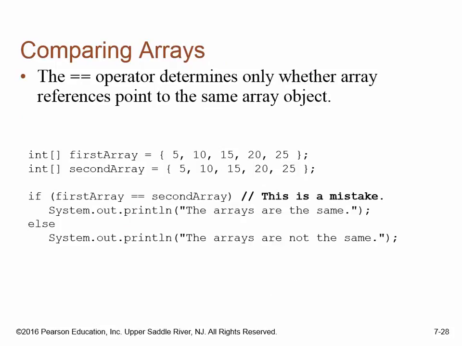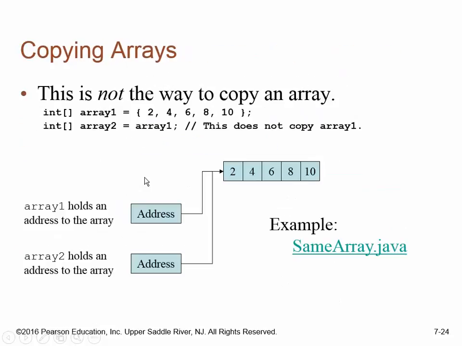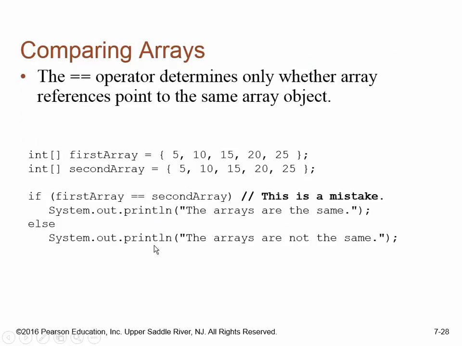You can use the equal operator. As it says, it determines only whether an array points to the same object. So notice it says right here, this is a mistake, because what this is saying is, do both first array and second array point to the same object? It doesn't say, do these arrays hold the same thing? In other words, even though these arrays have the same thing in them, they're two different arrays. So that would work if we said array one equal array two, but that would not work.